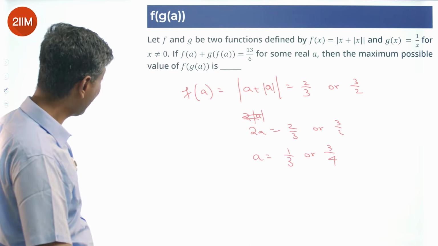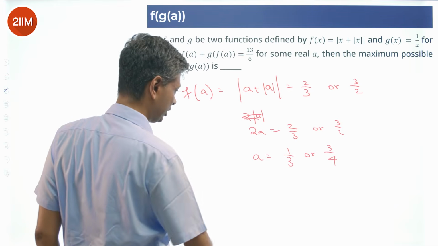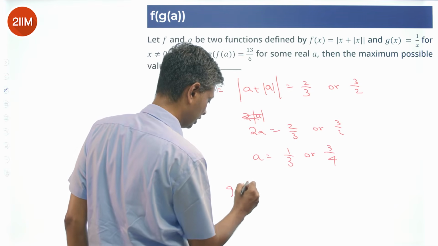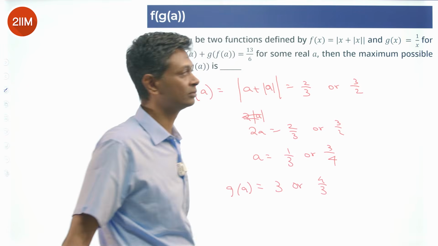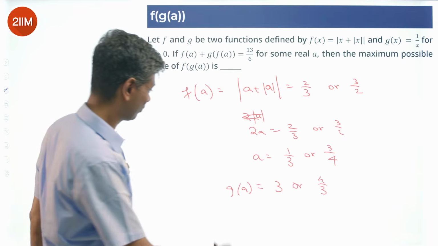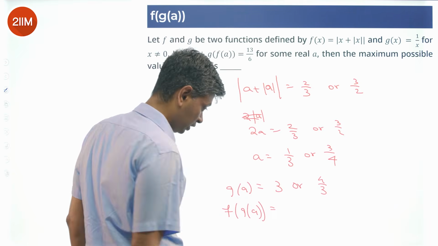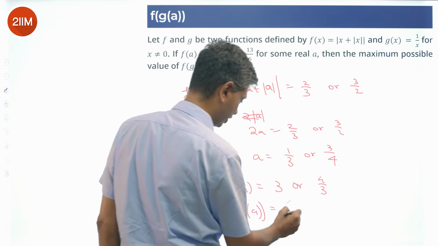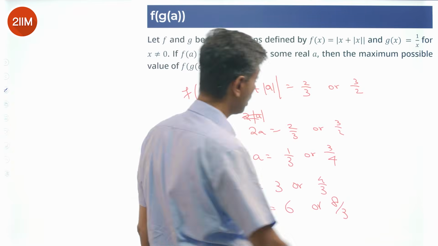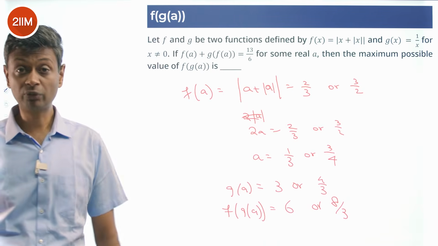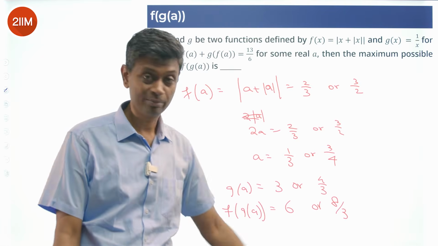Nice. The maximum possible value of f of g of a. So a is 1 by 3 or 3 by 4. g of a is 3 or 4 by 3. 1 by x. f of g of a, 3 plus mod 3, whole modulus, is 6 or 8 by 3. The maximum possible value of f of g of a is 6, because 6 is more than 8 by 3. That's it.